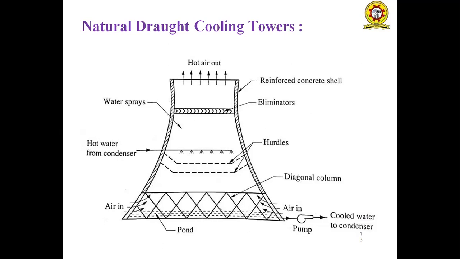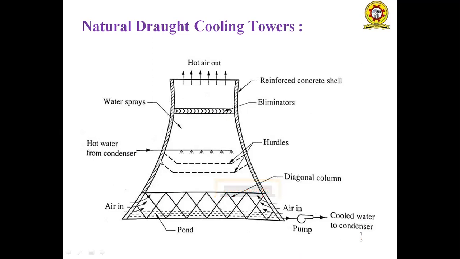A concrete hyperbolic cooling tower is explained here. The cooling tower base consists of reinforced concrete shells, and they eliminate some of the dust particles in the air coming into the tower. These are the diagonal columns in which the exchange of the heat takes place. The cooling water is passed from the condenser by using this pump.